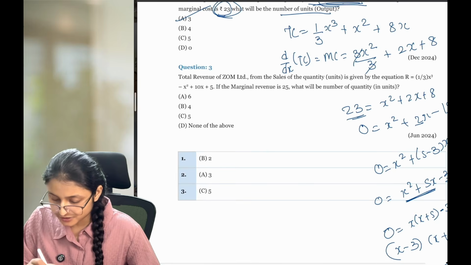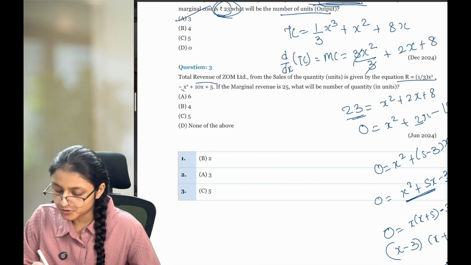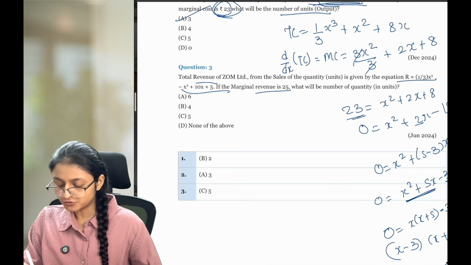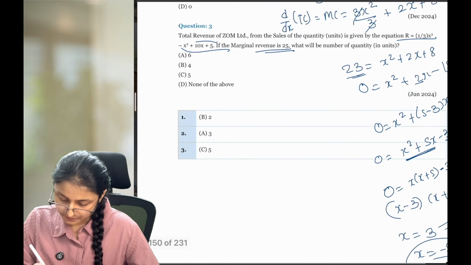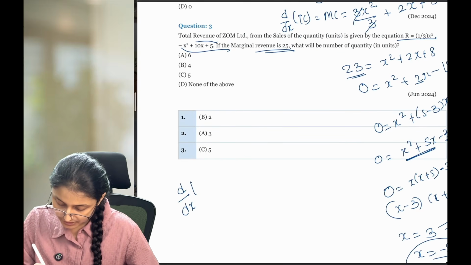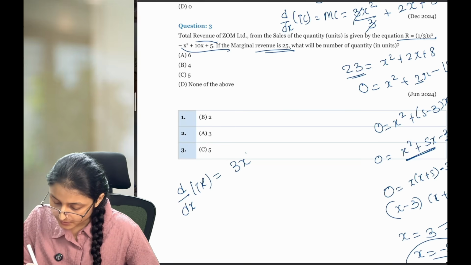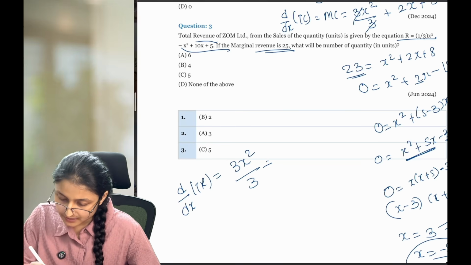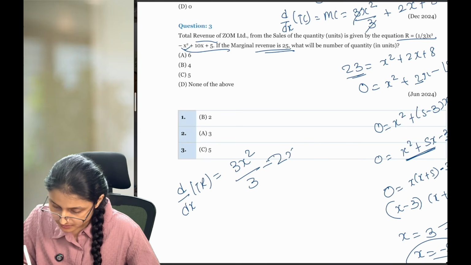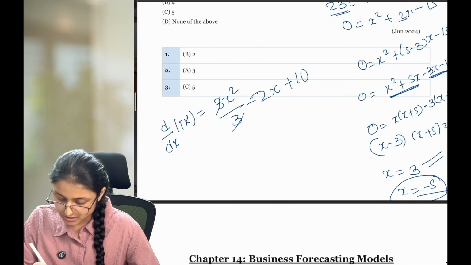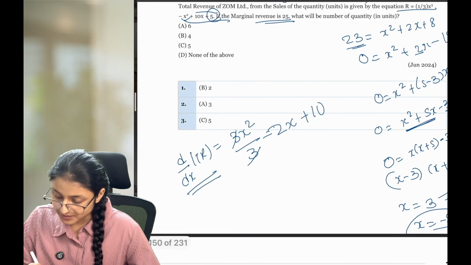Again, we have a similar kind of question, but here the question is directly providing you the total revenue. And if you do the first order derivative of total revenue, you can get your marginal revenue. So, first order derivative of total revenue: 1 by 3 x cube will become 3x square upon 3, minus x square will become minus 2x, plus 10x will become plus 10, and a constant number will become 0 here. So this 3 and this 3 can be crossed, and this is your marginal revenue.